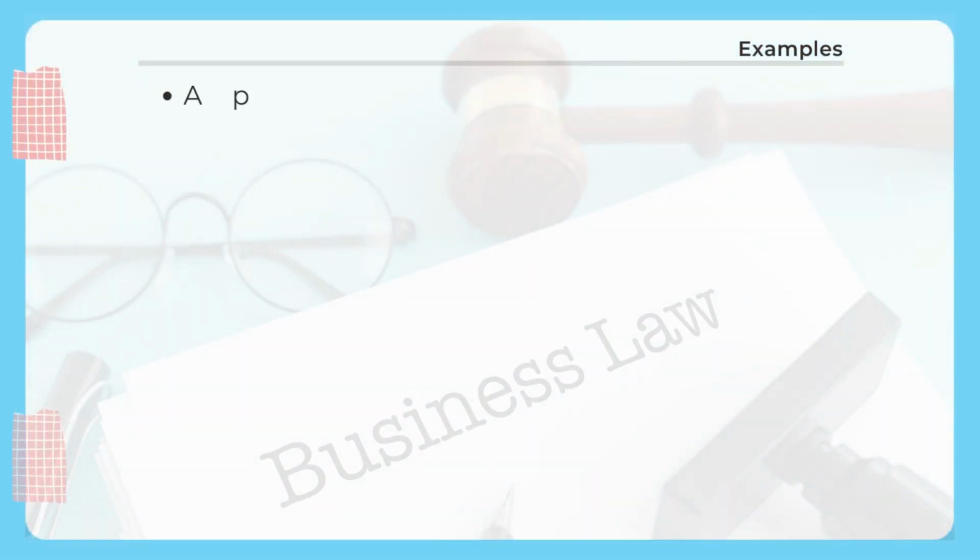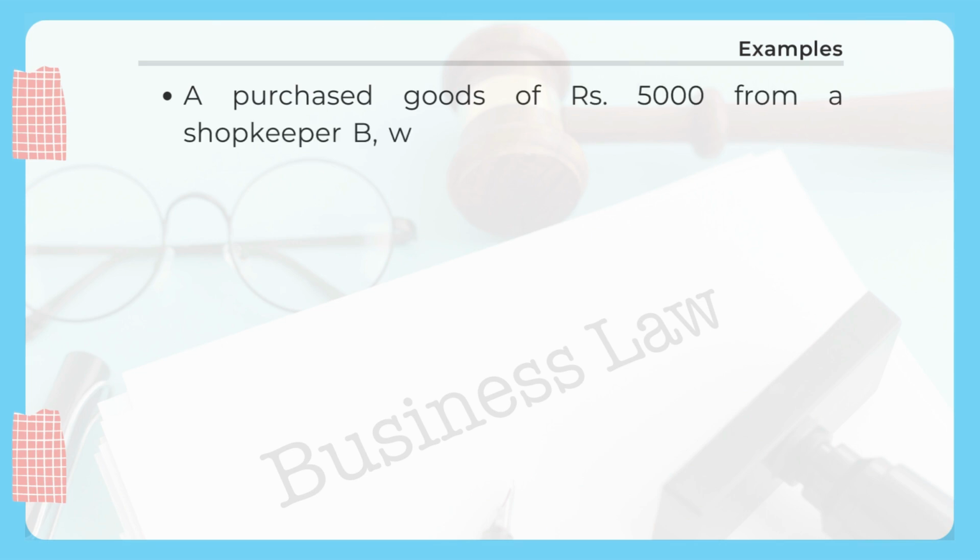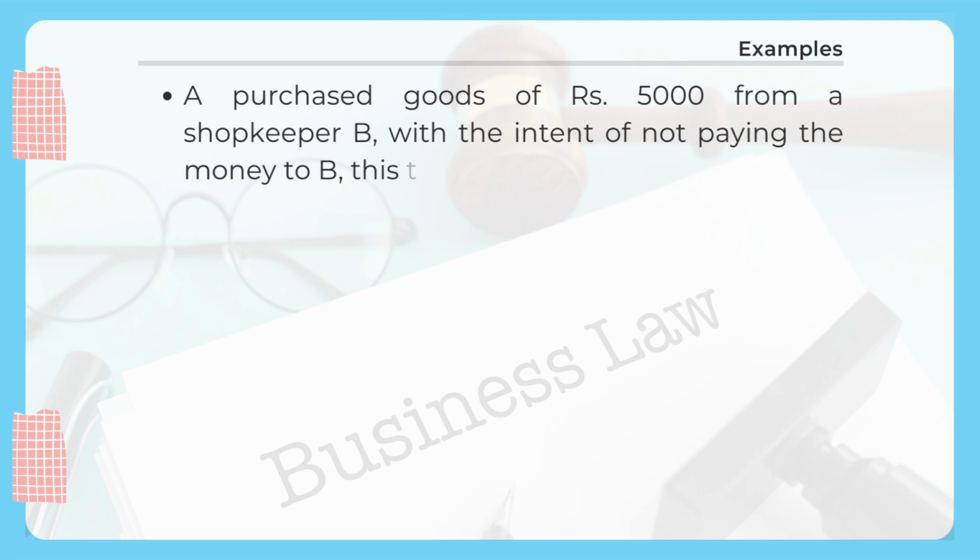So, look at these examples. A purchased goods of rupees 5,000 from the shopkeeper B with an intent of not paying this money. So, he has purchased the goods, but he has an intention not to make the payment. I will pay later, I will pay tomorrow, I will pay next month. So, when you are not paying it, this type of act is fraudulent.